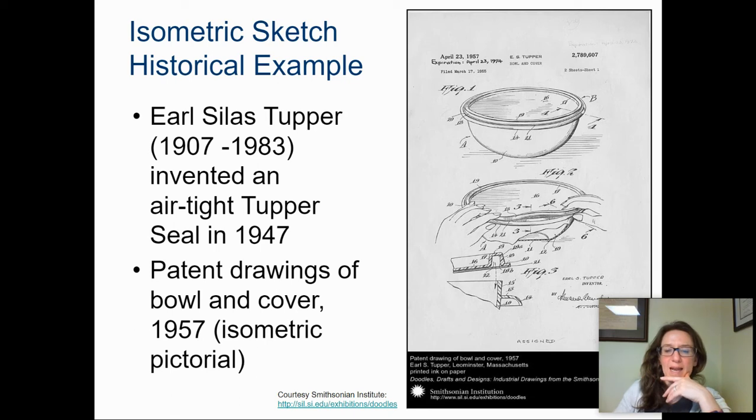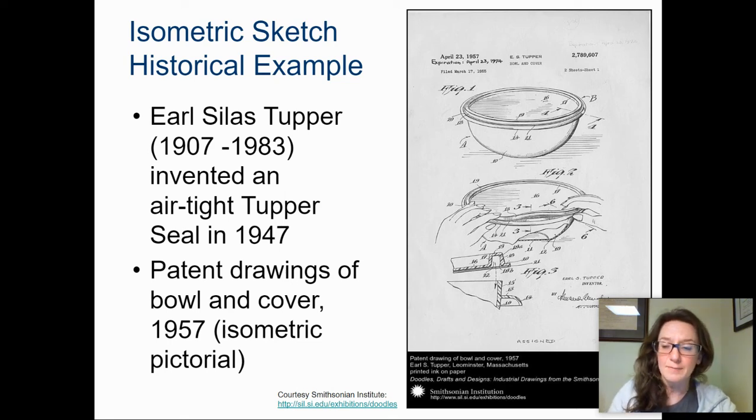These are some examples of isometric sketches from an actual engineering notebook from a patent application by a guy named Earl Silas Tupper. And it was a plastic bowl with a lid that would fit very tightly, and it would make an airtight seal. Do you know what that is? I'm going to leave that. Maybe you can put it in the comment at the end. Who was Earl Silas Tupper? What did he make?